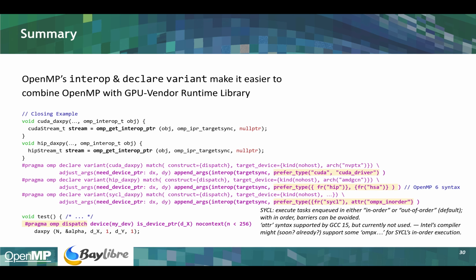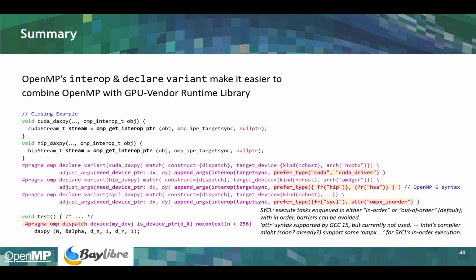And that's it for this talk. As a summary, one can use interop and declare variant to make life much easier, including handling dependencies and OpenMP and GPU vendor runtime library support, of course. Features like declare variant might be useful for other things, and interop can be, as seen, also used in some other cases. On this last page, I also want to quickly show some variants of preferred_type.